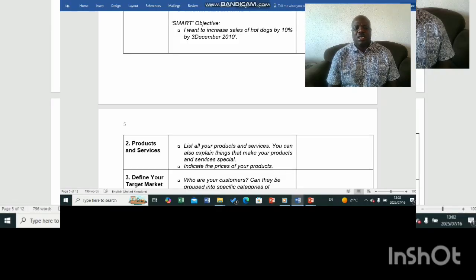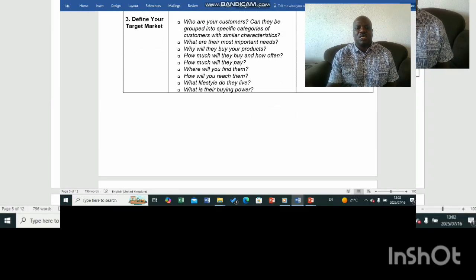Very important. Next thing, you have to define your target market. How do we define our target? You get to know who your customers are. You've got to know if there are segments. You've got to state your segments. For example, that is market segmentation, grouping your customers into specific categories, and I'm talking about those customers with similar characteristics. You also have to understand their most important needs.